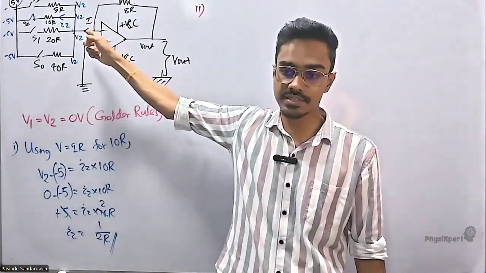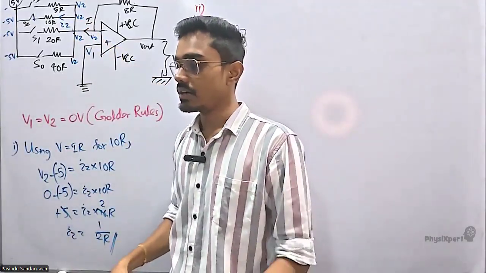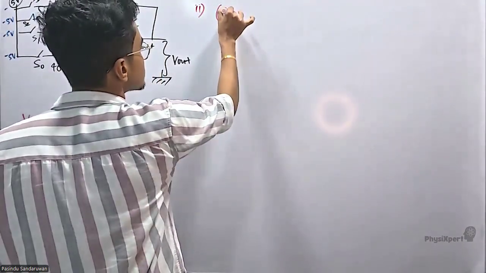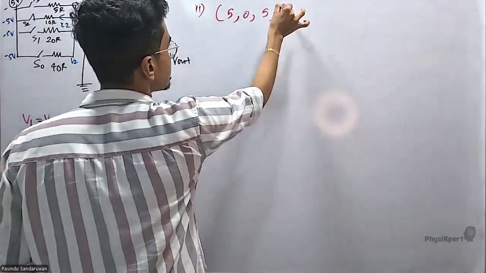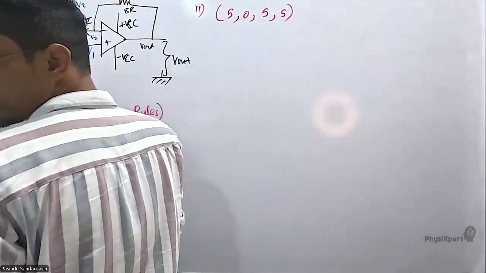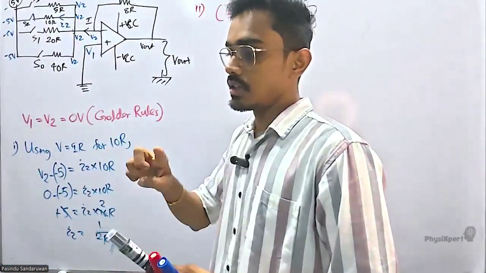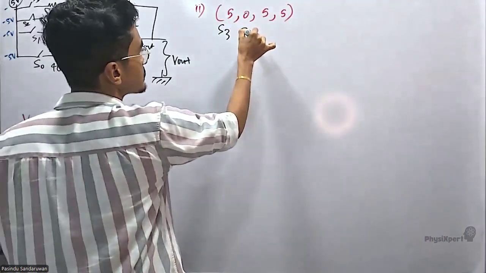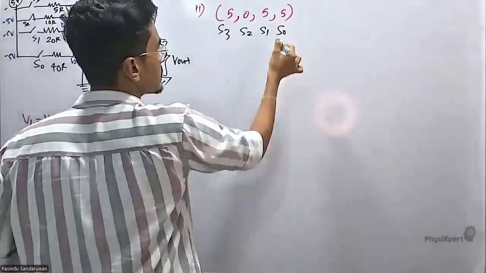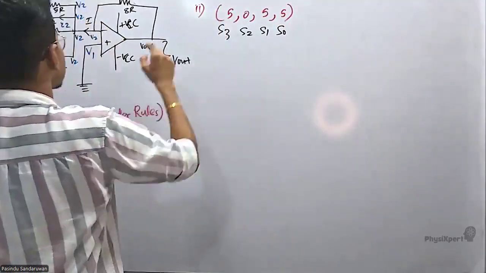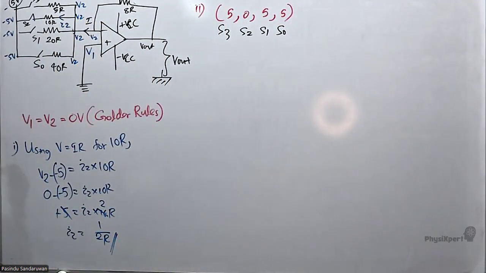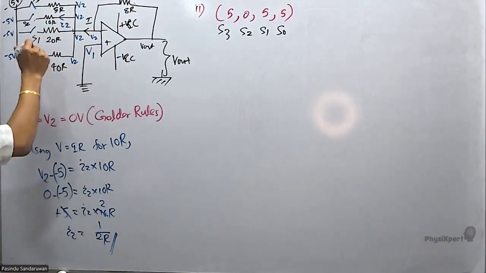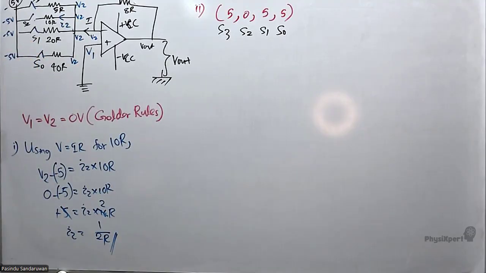Total current is asked. Now, how are the switches given? 5, 0, 5, 5. Switches are given as 5, 0, 5, 5, for S3, S2, S1, S0. Which means S3 is closed now, and S2 is open. S1 is closed and S0 is closed.